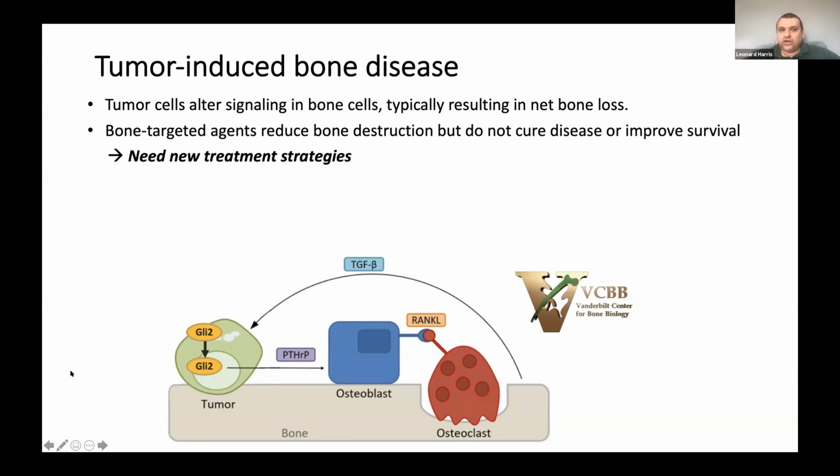So there are drugs, bone-targeted agents, that can reduce bone destruction, and they can improve quality of life. However, there are no treatments that can both reduce bone destruction and reduce tumor burden. So even though the quality of life is improved, there is no improvement in the actual survival of patients. So there is a real need for new treatment strategies.